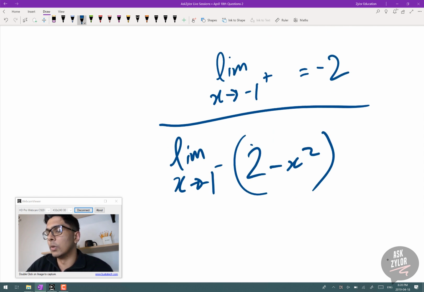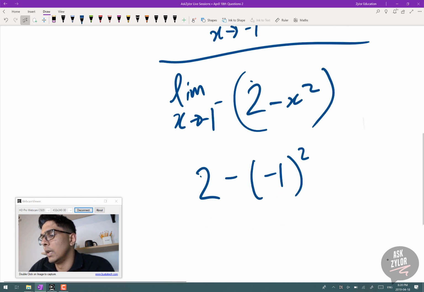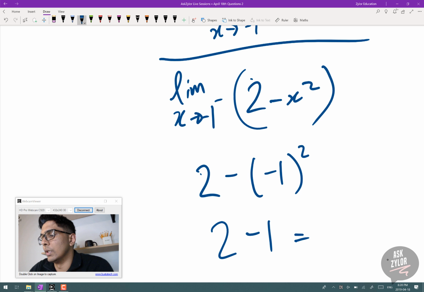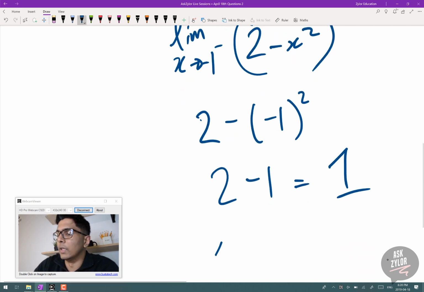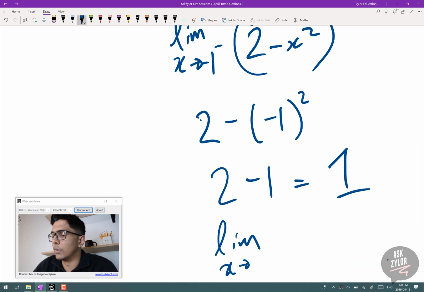Once again, I don't have an indeterminate form that will come about if I try to plug it in. So I'm simply going to plug -1 into my equation. So I have 2 minus (-1) squared, which leaves me with 2 minus 1, which is just 1. So my limit as x approaches -1 from the left hand side is going to be just 1.